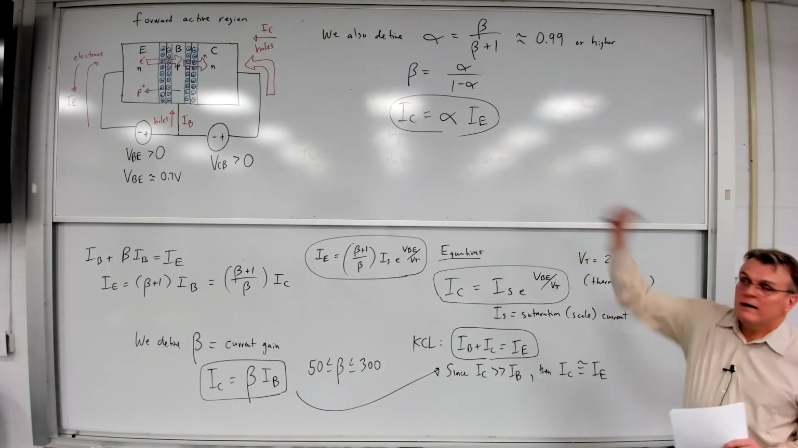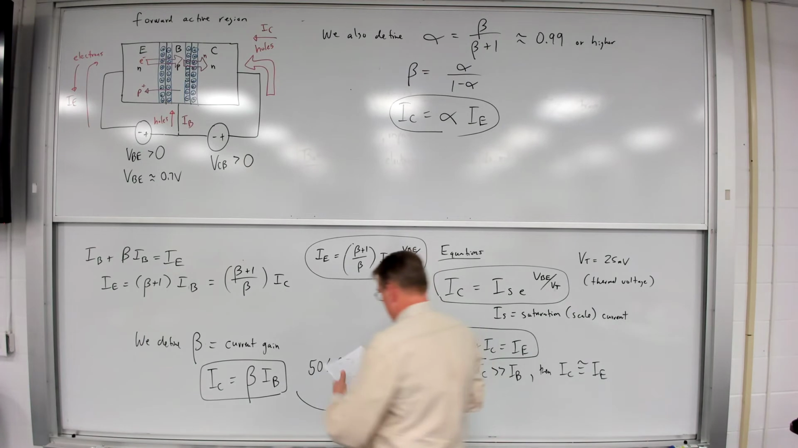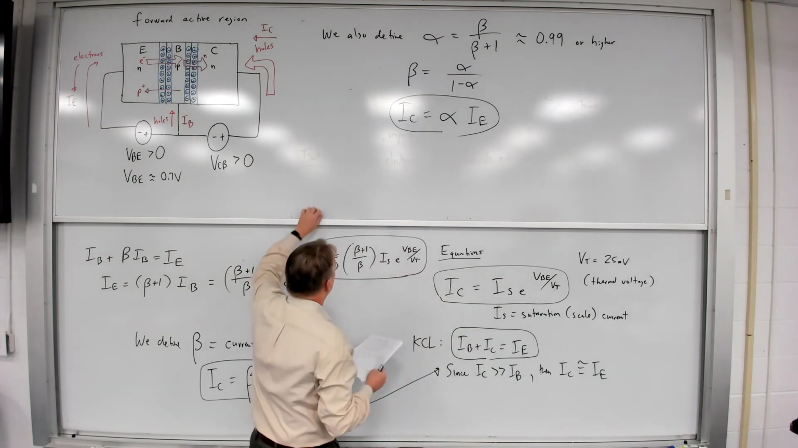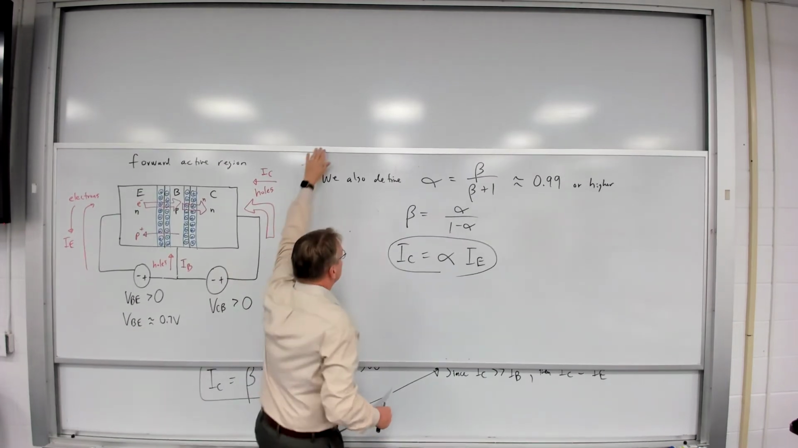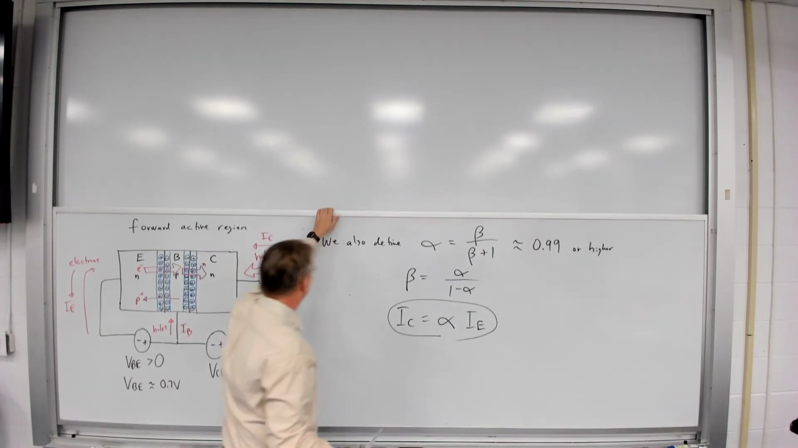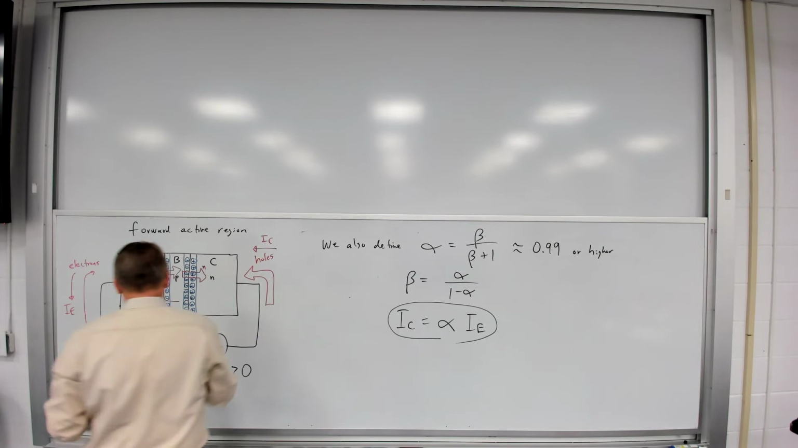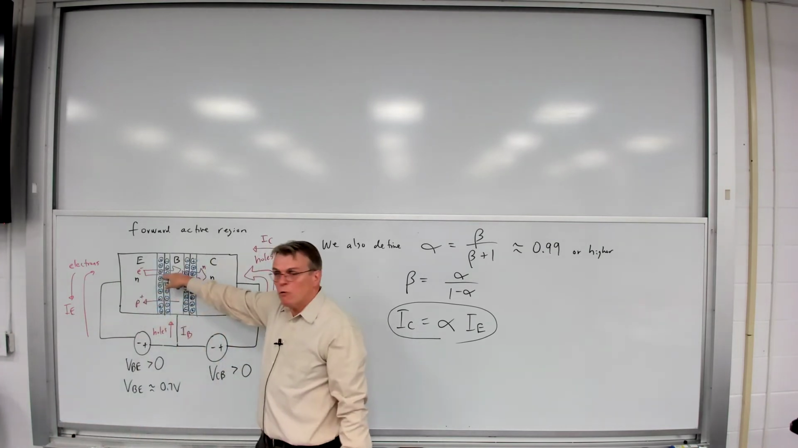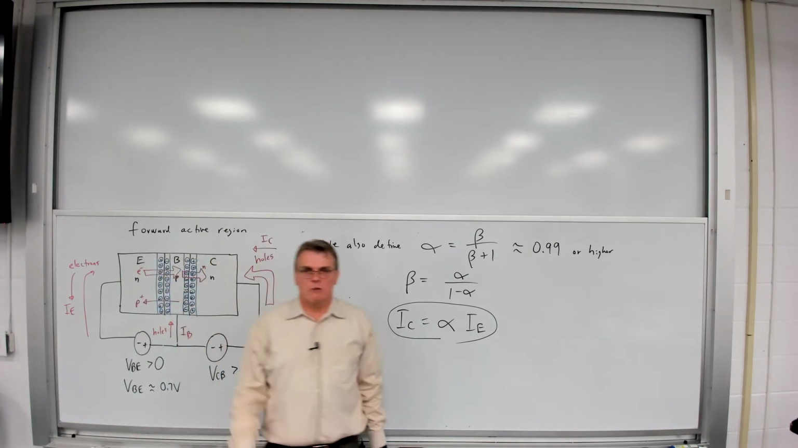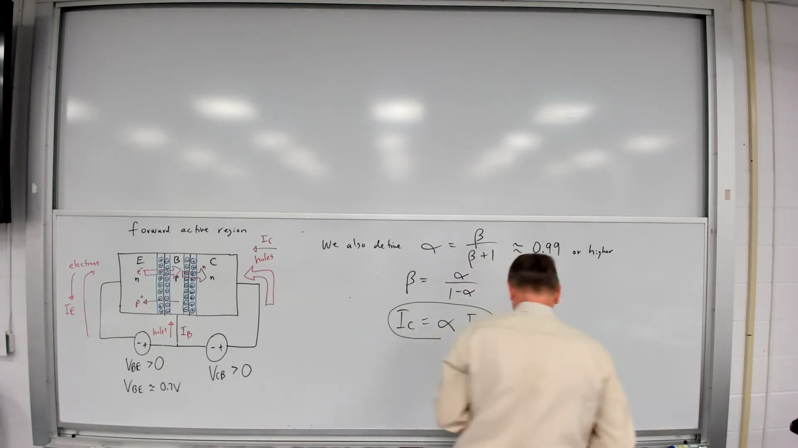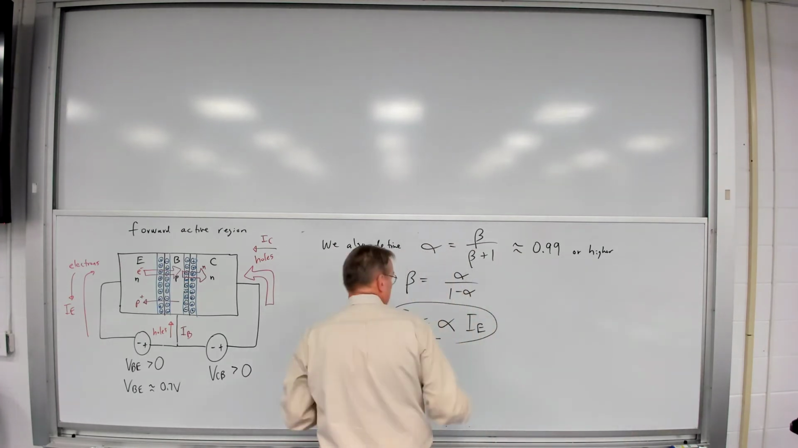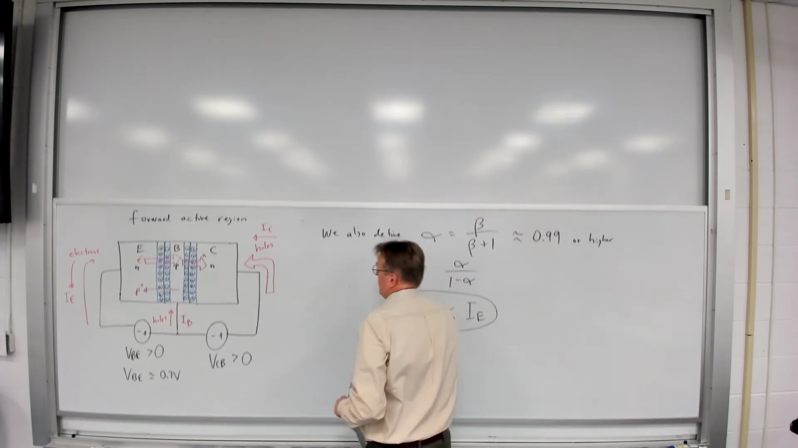Okay, so this is our forward active region of operation. Emitter-base junction is forward biased, collector-base junction is reverse biased. But there are other regions of operation. Actually, let me go down here.